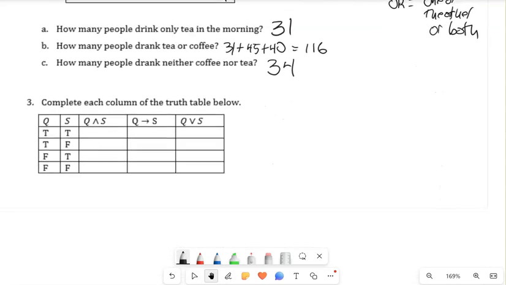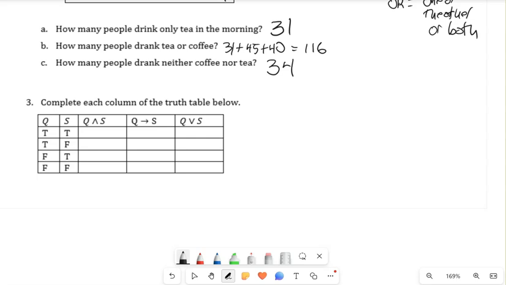All right, we get to question number 3. Complete each column of the truth table below. Now the truth table, there really are 3 basic concepts in the truth table that we need to look at, and these are all 3 of them in this question.